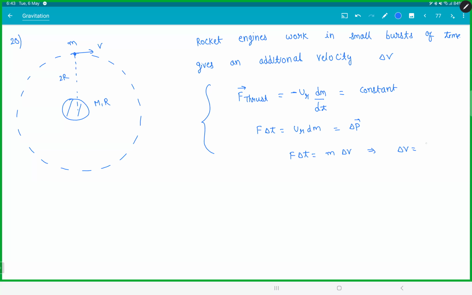Therefore, every time you switch on the rocket, F is constant. Time you can control. M is the mass of the rocket. So that is how your delta v comes. Is this making sense? Every time you switch on the rocket and switch it off, you gain this much speed. Clear?